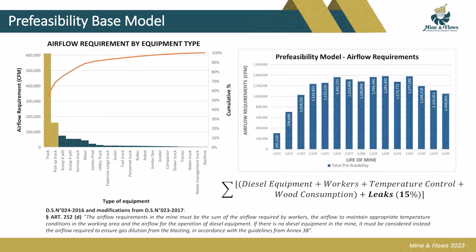resulting in an overestimated system that reflects in around 50% additional power consumption. Given that the hauling system will be trucks, the associated airflow requirements will play a major role in the overall requirements, complemented with the airflow required by the scoop and pickup trucks.